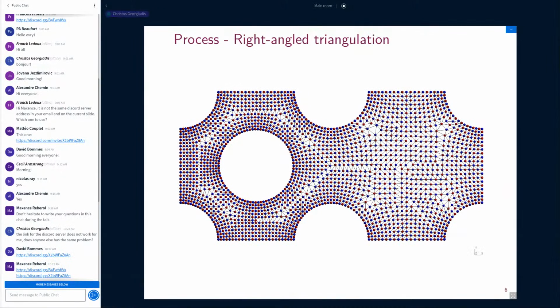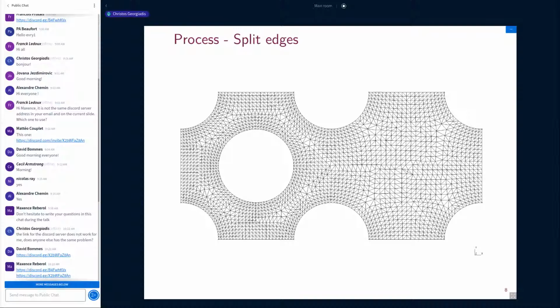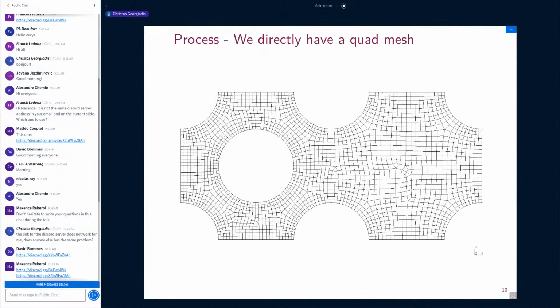So this is the right-angled triangulation that we take. Obviously, we can see all the problems of the advancing front method. We can see the front collisions, etc. But still, there is a nice way now to identify all these kinds of bad triangles, split them, reposition the vertices, and immediately get a quad mesh.